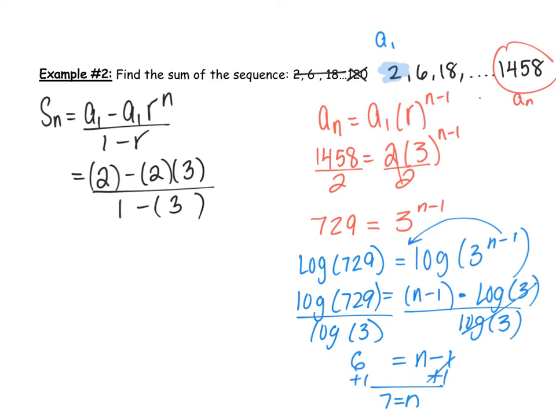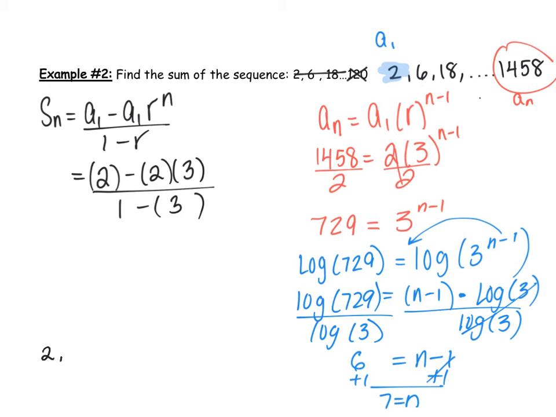Now, if this way is a little bit too confusing for you and you don't like all of this work, you absolutely can just do testing it out. So in your calculator, do 2 times 3 is 6, 6 times 3 is 18. Keep multiplying by 3 until you get 1,458, and then just count the number of terms. You should get 7. So if you wanted to, you really could, and I'll show you down here.